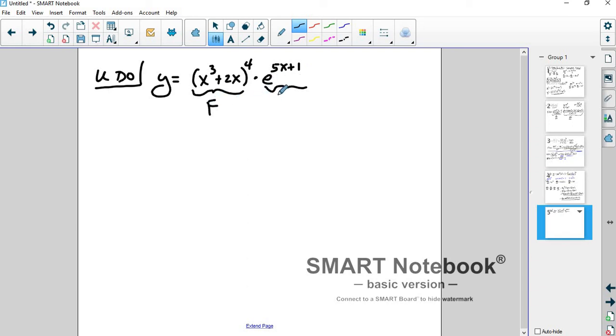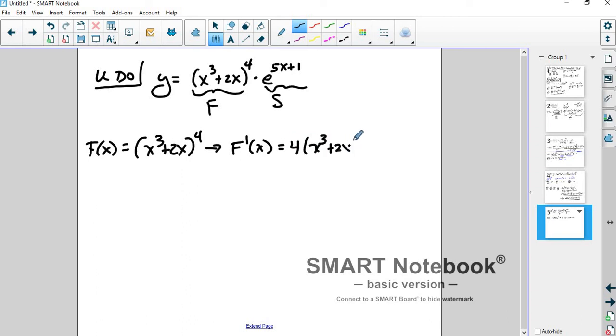Okay, so this is your big F, this is your big S. These are your first and second functions. F of x is x cubed plus 2x to the 4th. What's the derivative of that? Well, I'm going to use a chain rule. Bring down the 4, leave the inside alone, subtract 1 from the power, and then multiply by the derivative of the stuff inside. That's your u, 3x squared plus 2.